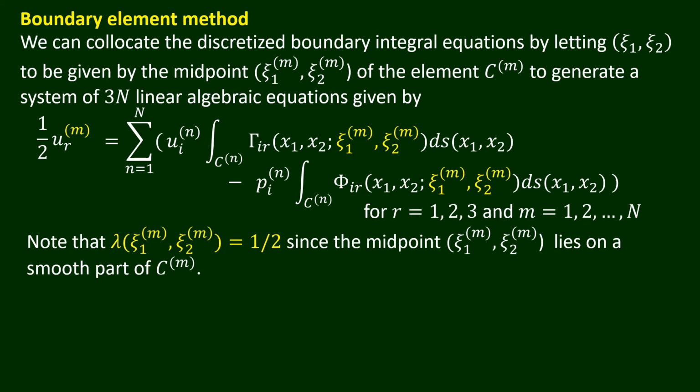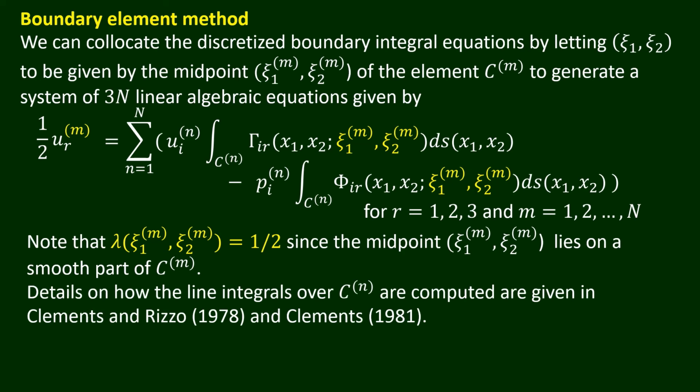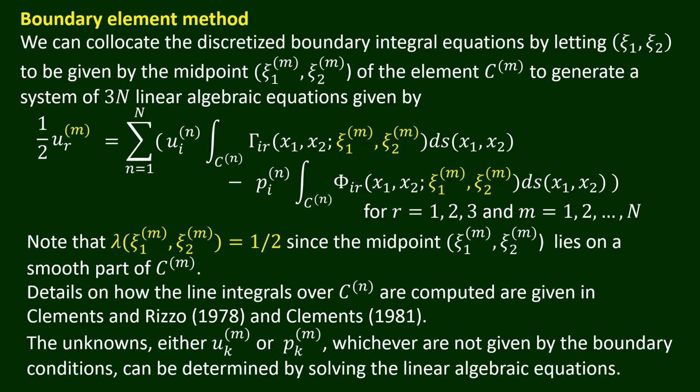Note that λ(ξ1^m, ξ2^m) equals 1/2, since the midpoint (ξ1^m, ξ2^m) lies on a smooth part of C_m. Details on how the line integrals over C_n are computed are given in Clements and Rizzo 1978 and Clements 1981. The unknowns, either u_k^m or p_k^m, whichever are not given by the boundary conditions, can be determined by solving the linear algebraic equations.